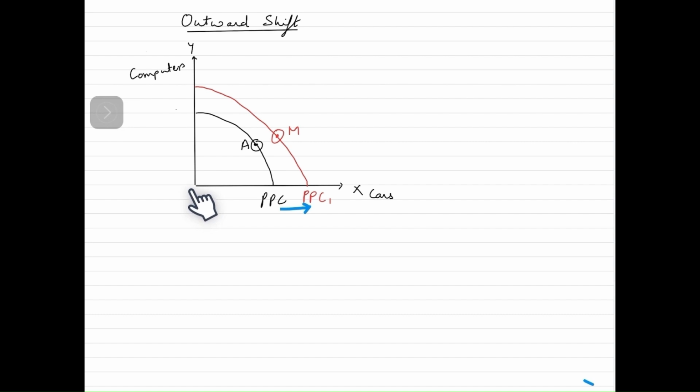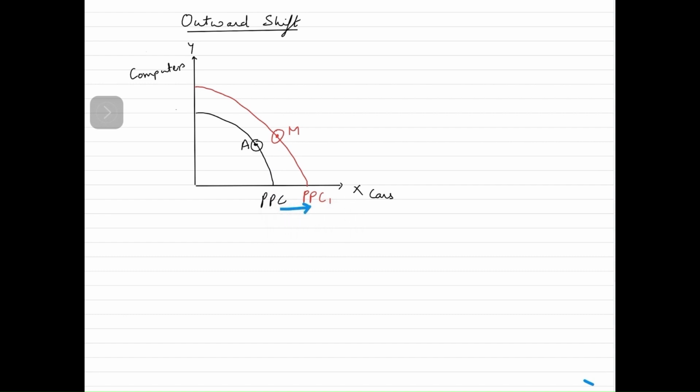So in this graph, as I mentioned earlier, we have computers on the y-axis, cars on the x-axis. The initial PPC curve is this black PPC, and we have a point A here, which means that the economy was attaining full employment at this particular level. But because of any of the three reasons that I just mentioned earlier, the PPC curve is moving outwards to PPC1. Now at this point M, the economy is able to produce more than what it was able to produce earlier at point A. So this is what we mean by an outward shift of the PPC curve. It would move to the right, indicated by this blue arrow.